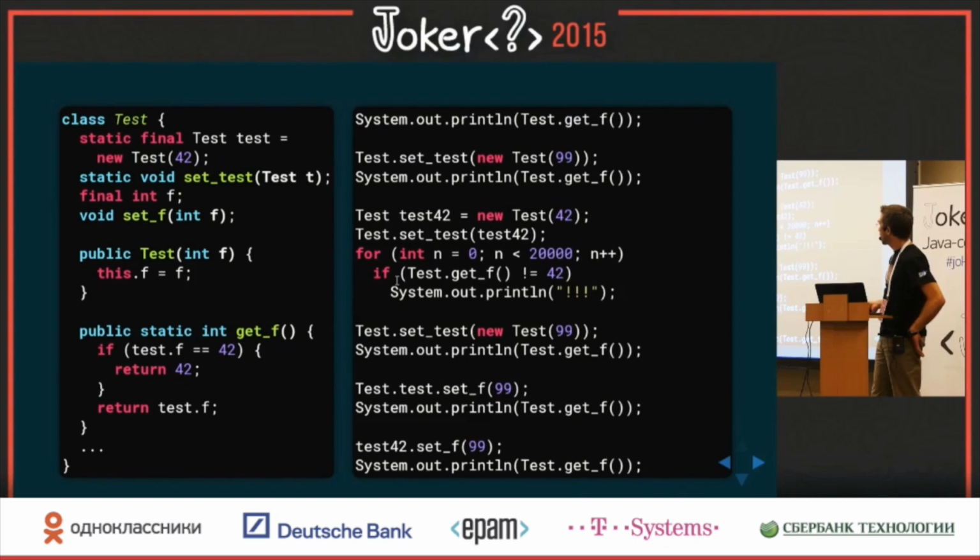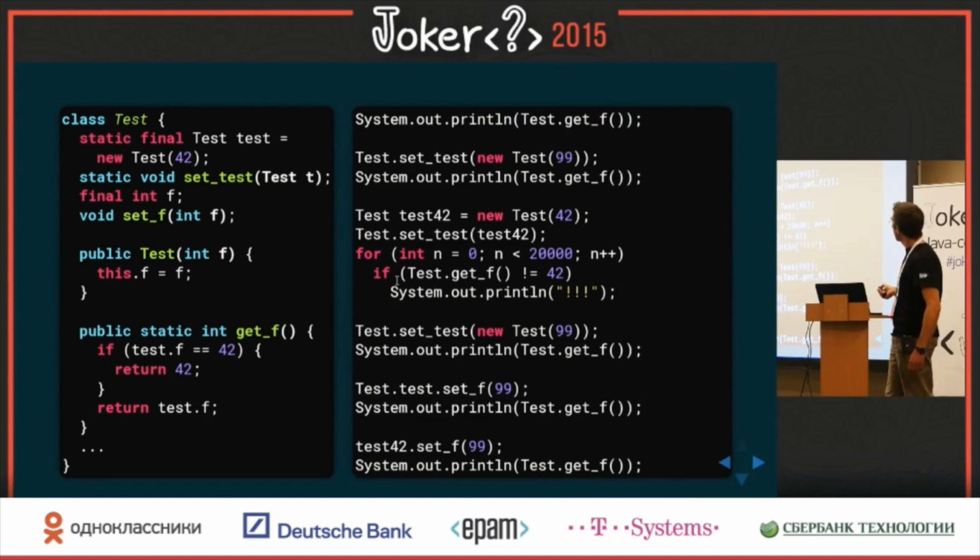And we have a getF function which is static. This static getF function queries the static test field, and from this test field the instance field f, and compares it to 42. If it's 42, it just returns 42, else it returns the new value. So did you understand this example, or are there any questions? We have a test class which has a static final field of a test object, and every test instance has an instance field of type int.